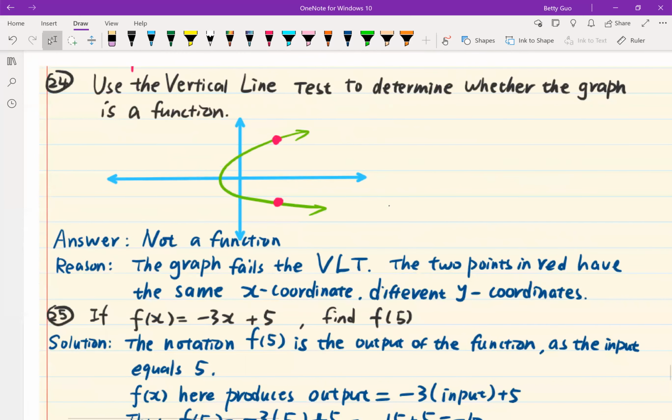24. Use the vertical line test to determine if the graph is a function. Let's draw a vertical line. You can see this vertical line crosses the graph in green twice. So the graph fails the vertical line test. The graph is not a function. Because those 2 points, the 2 red points, have the same x value, different y value. Same input, different outputs. The relation is not a function.